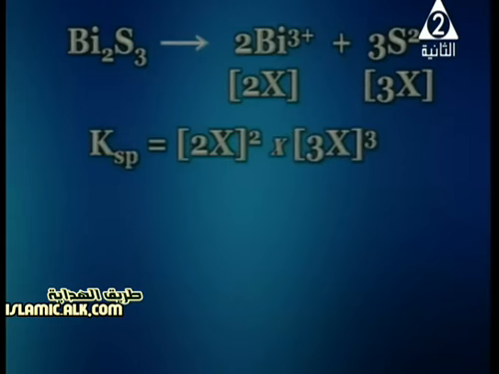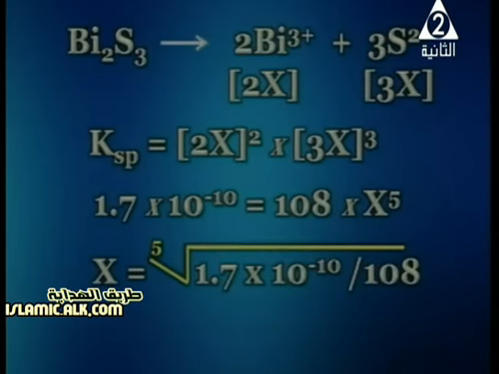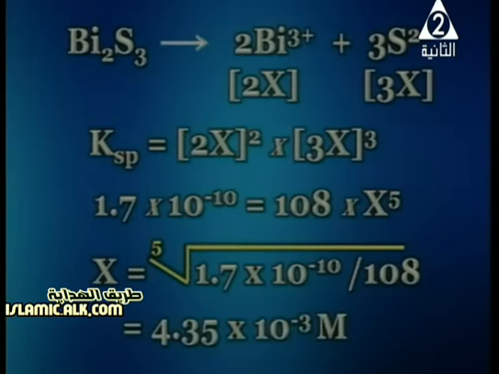So substituting in the equation, Ksp equals (2x) squared times (3x) cubed. So 1.7 times 10 power negative 10 equals 108x to the power 5. So x equals the fifth root of 1.7 times 10 power negative 10 over 108. So it will be 4.35 times 10 power negative 3 molar.